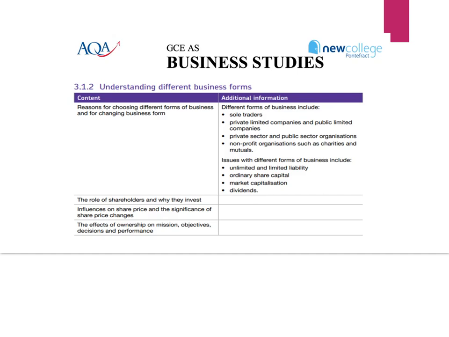This topic will focus on various types of businesses that can be established in the UK. The types that you must learn are sole traders, private limited companies, public limited companies. You must also be able to differentiate between the private sector and the public sector.